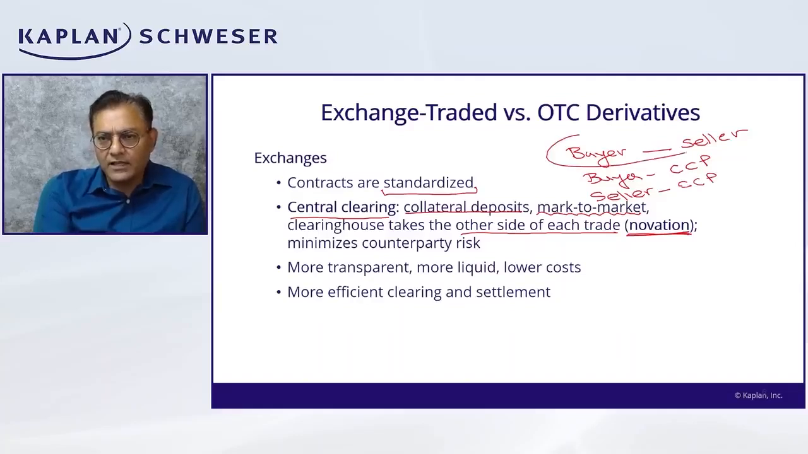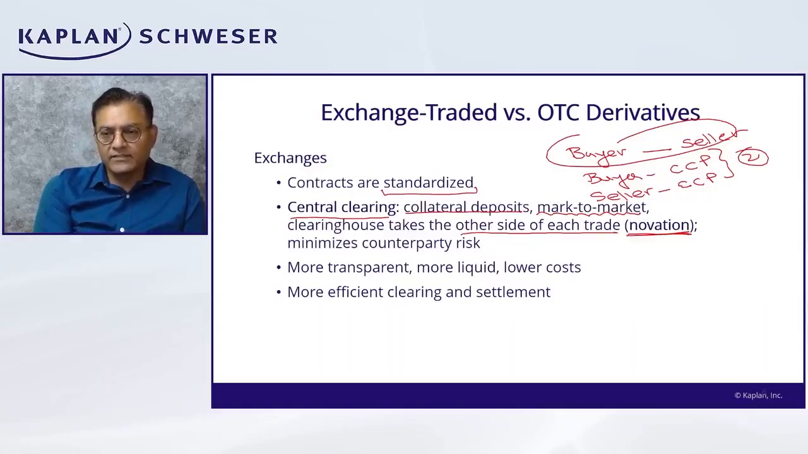So a single contract is broken up into two separate contracts, and so the clearinghouse becomes the risk taker to ensure that both the buyer and the seller conform to the terms of the contract. It ensures that the parties to the contract are not concerned about counterparty credit risk. You're not concerned about your other party reneging on the contract.